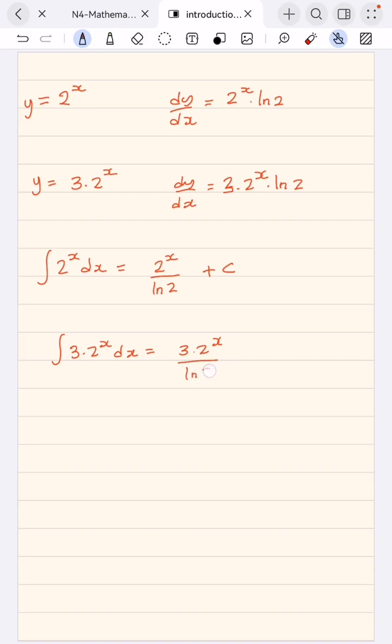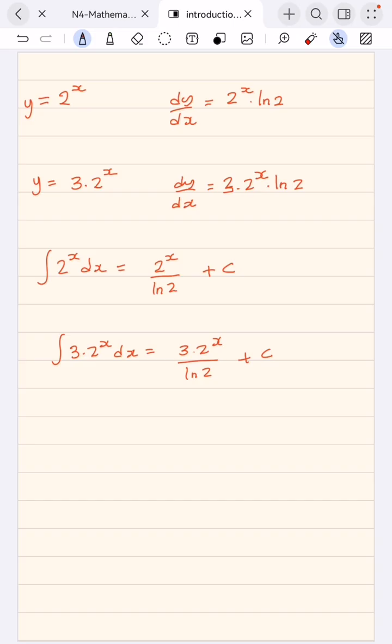Then divide by ln of a. You see? Just like that. But now there is one thing they don't usually show on the formula sheet, especially in N4 form. You always have to multiply by the differentiation of your exponent.